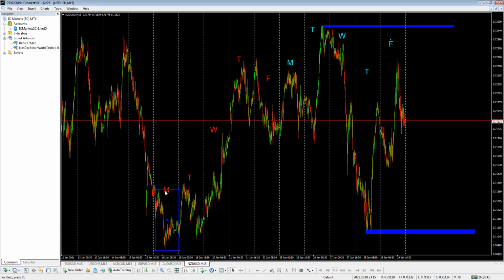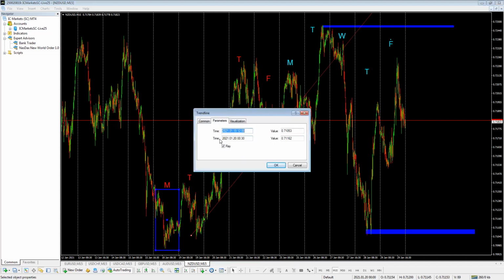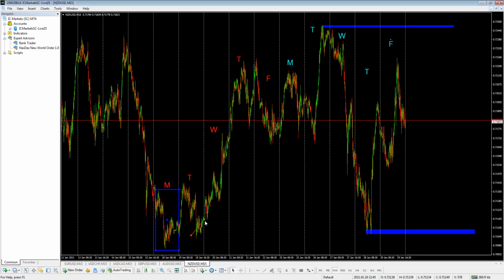This is what you had Monday. The market created a zone, or a consolidation, whichever way you want to look at it. So once this had happened, on Tuesday, the market started, so Monday, the market created this zone or consolidation, whichever way you want to look at it.